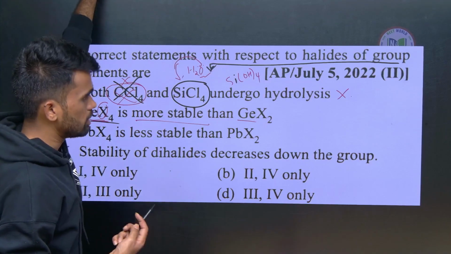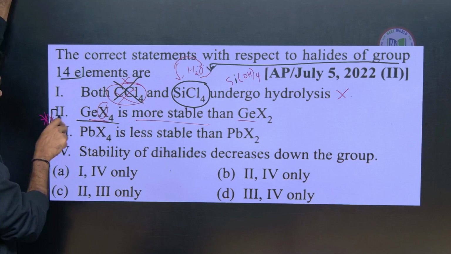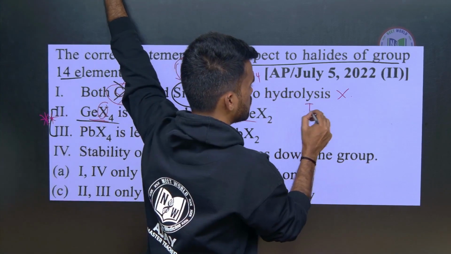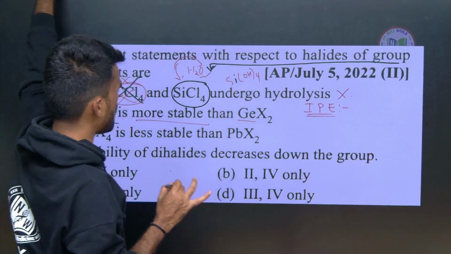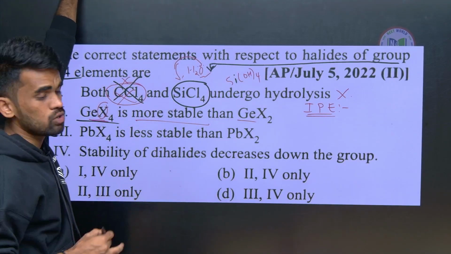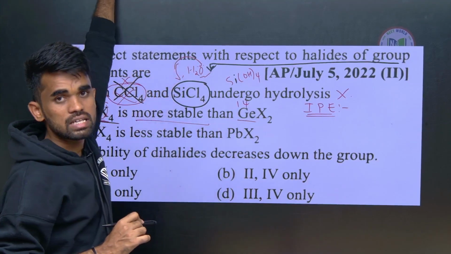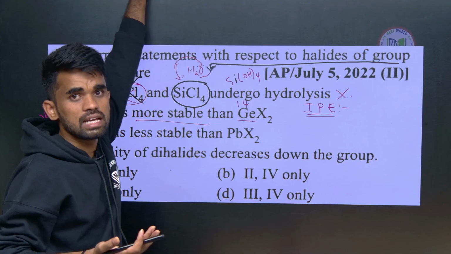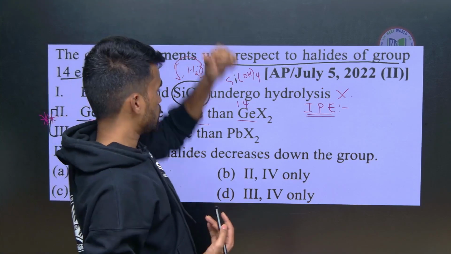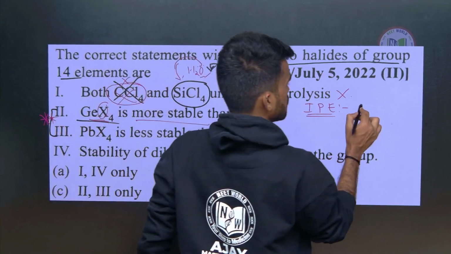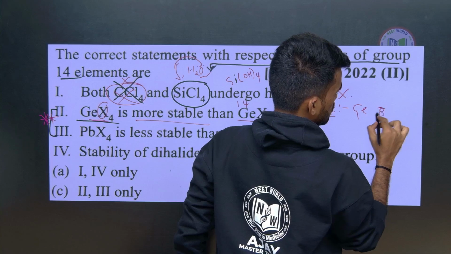You know the concept here on these two topics, very important one, is the inert pair effect, IPE. What it is saying is, down the group, see the maximum number of valence electrons in group 14 elements is 4. By losing 4 valence electrons, it can show maximum oxidation state +4. So now we have carbon, silicon, germanium, tin, lead.